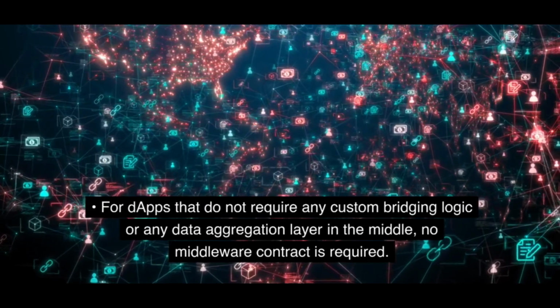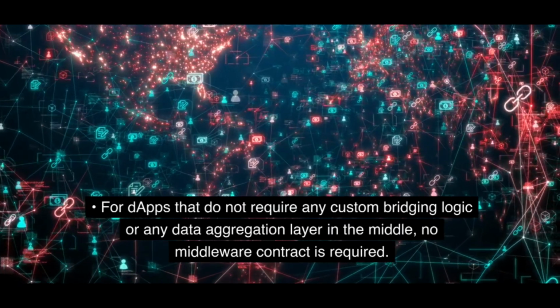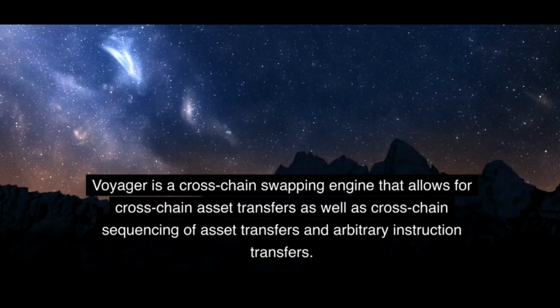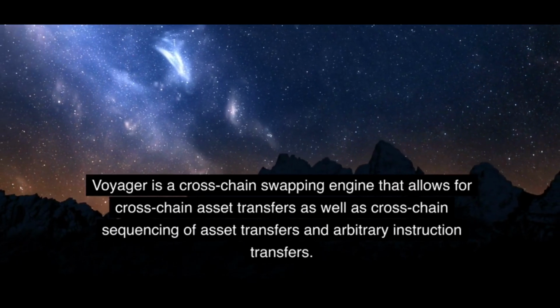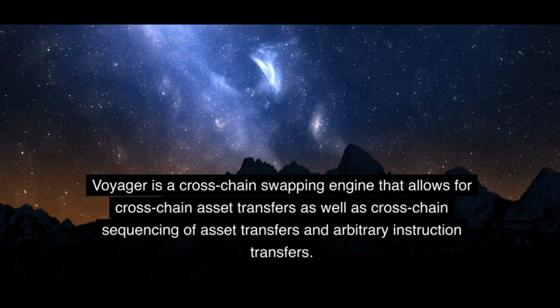For dApps that do not require any custom bridging logic or any data aggregation layer in the middle, no middleware contract is required. Global liquidity via Voyager. Voyager is a cross-chain swapping engine that allows for cross-chain asset transfers as well as cross-chain sequencing of asset transfers and arbitrary instruction transfers.